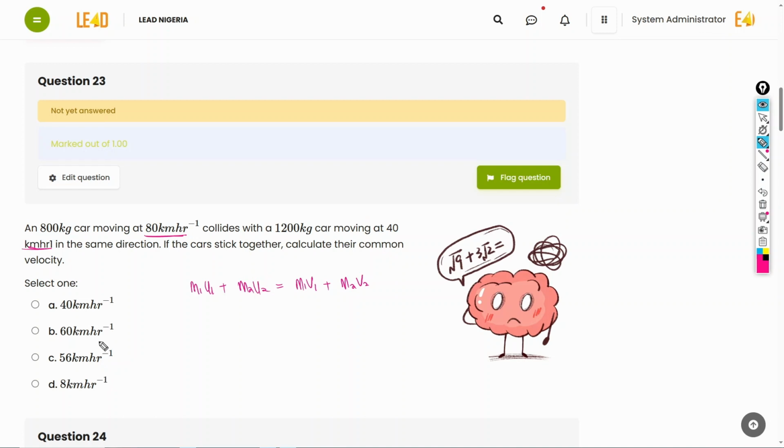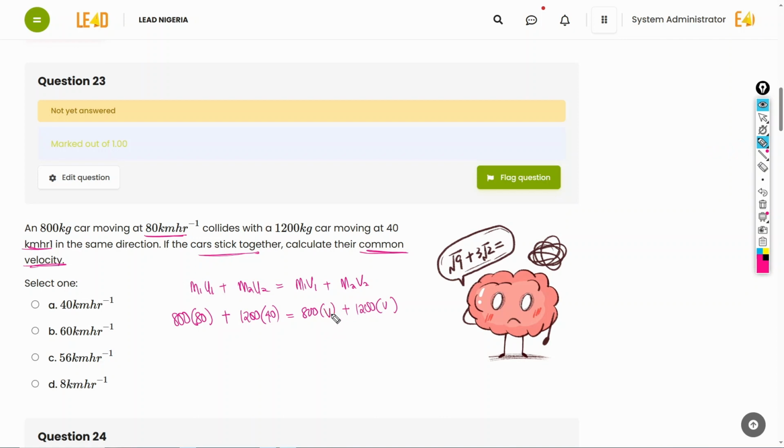All right, so we're going to go m1, 800, times u1, which is 80, plus m2, 1200, times u2, which is 40. That's equal to m1, which is 800, times final velocity 1, plus m2, 1200, times final velocity 2. But see, the cars stick together. So if you think about it, that means that velocity 1 and velocity 2 are the same. That's why we're asked to find their common velocity. So this formula actually changes to just v. You can just leave v for both of them because they are the same.